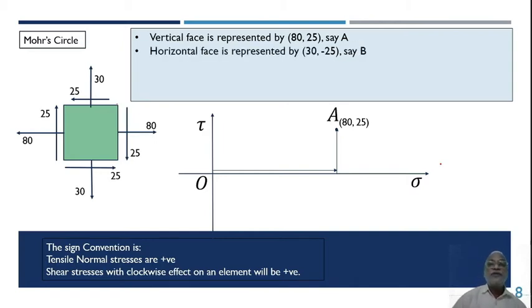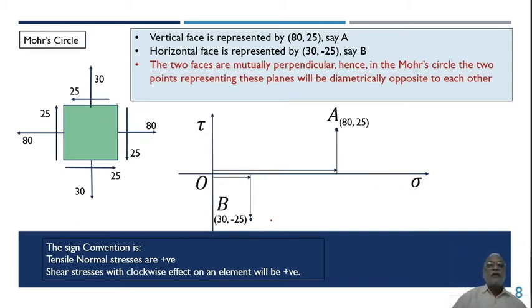Now the horizontal face is represented by 30, minus 25. So I should go 30 on the normal stress axis and then 25 on the shear stress axis, that is the y-axis. It is negative, so it is below, and it is point B, right? The two faces, the vertical face and the horizontal face, are mutually perpendicular. In Mohr circle, the two points representing these planes will be diametrically opposite to each other. This is the point to be remembered, right?